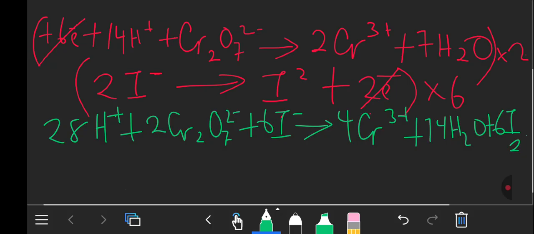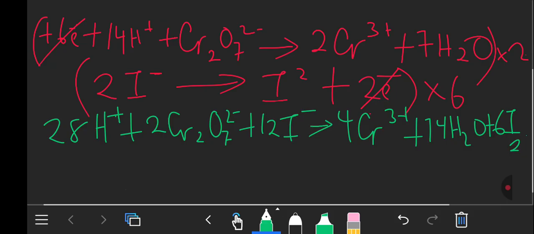Actually, when we multiplied 2 iodide ion by 6, we are supposed to have 12. Okay, let me just rub this. We're supposed to have 12 iodide. Okay, so what can we do now here? So what we can do now is just to simplify.